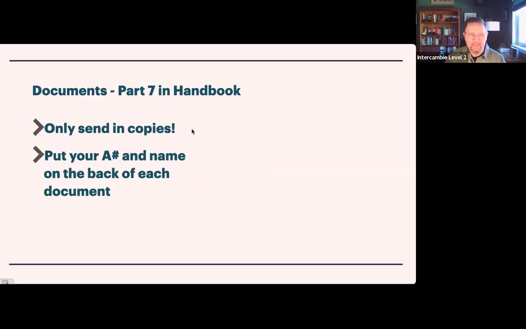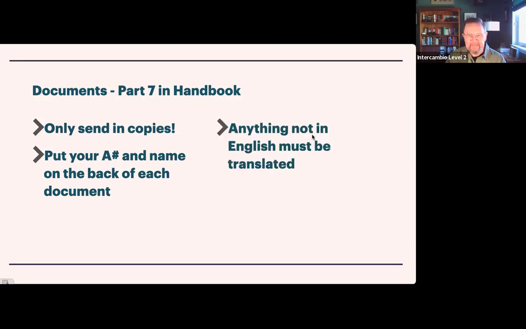All right. Put your A number, and the A number is the number that's on your green card. Put that A number and your name, write that on the back of each of the documents you're mailing in with your fee, with your application, if you're sending it in by mail. Anything that's not in English has to be translated. And you can do that yourself, or you can pay to have somebody do it, but it has to be translated, any document you send in.